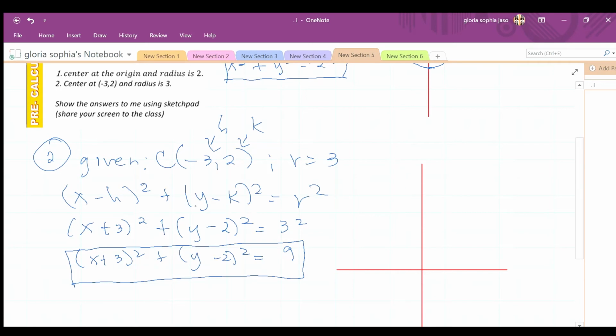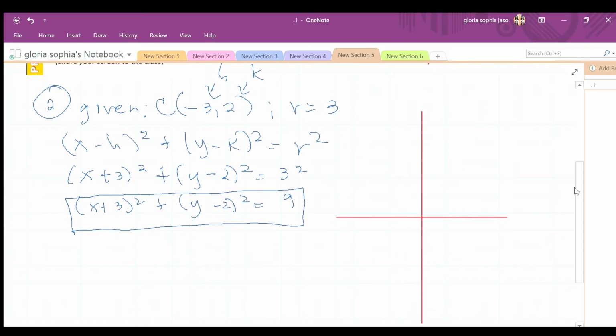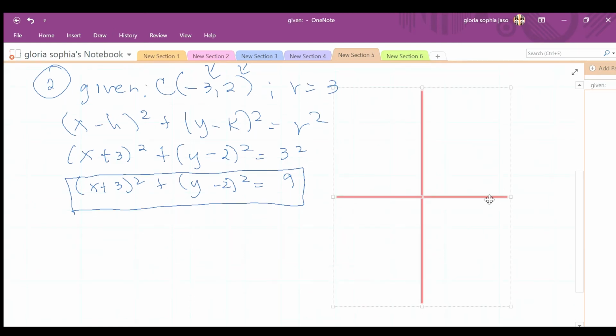Next is the graph. So, let's graph it. So, palakihin lang natin yung Cartesian plane natin.